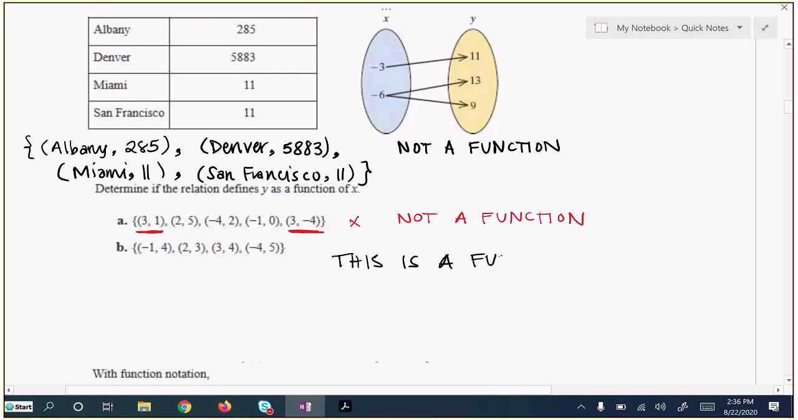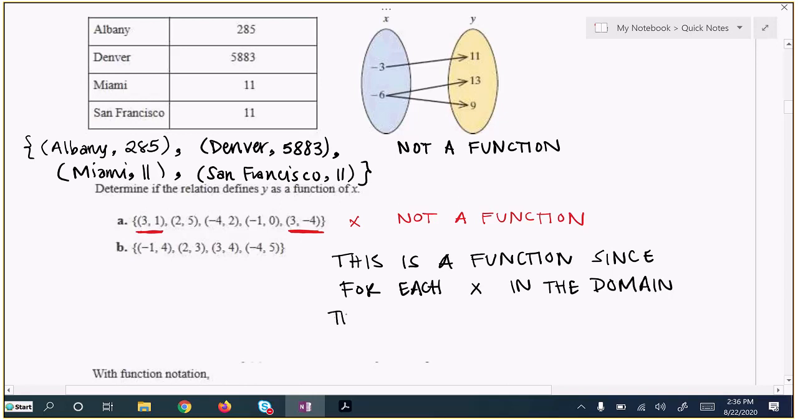because for each x in the domain, there is exactly one y in the range. Okay, very good.